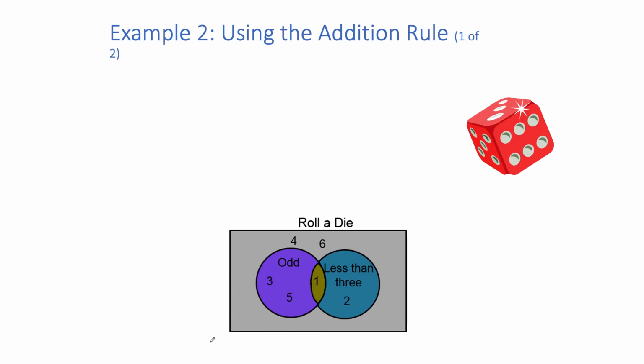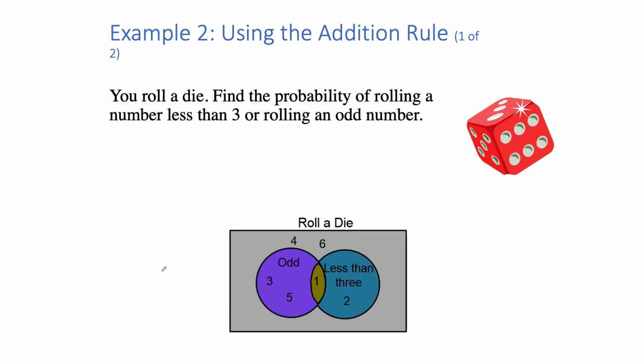Here's a second example where the events are not mutually exclusive. You roll a die. Find the probability of rolling a number less than 3 or rolling an odd number. So consider the outcomes which belong in each event. Rolling a number less than 3: less than means anything lower than 3 but not 3 itself. So the two outcomes which satisfy that are 1 and 2.